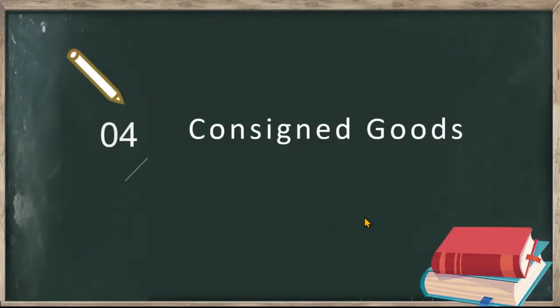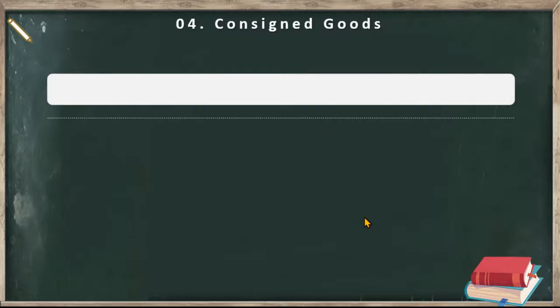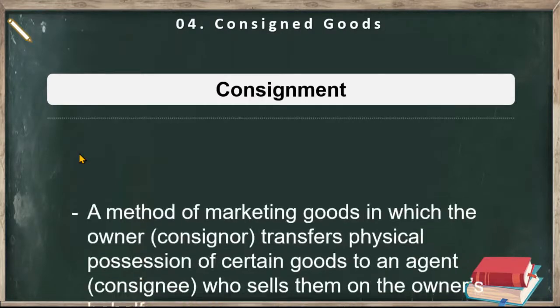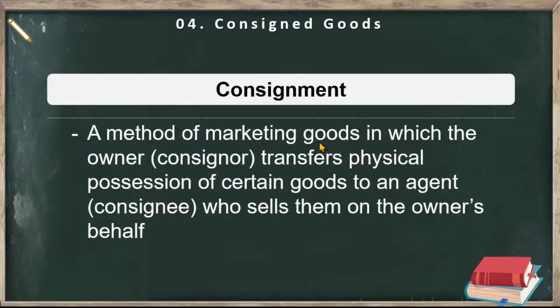Next, we will proceed to the consigned goods. So what is a consignment? Consignment is a method of marketing goods in which the owner, or the consignor, transfers physical possession of certain goods to an agent called the consignee, who sells them on the owner's behalf. So this is the case wherein you have certain goods but you're not the one who's going to sell them.